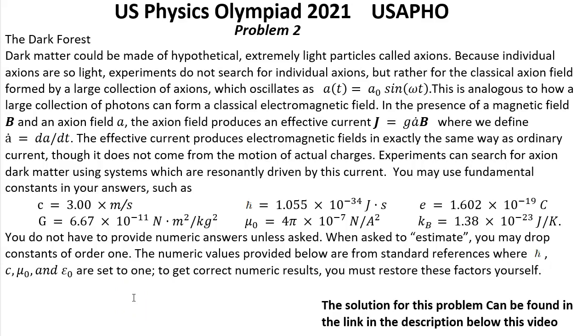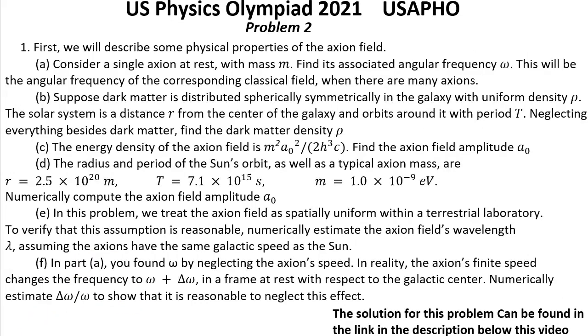The numeric values provided below are from standard references where h, c, μ0 and ε0 are set to 1. To get correct numeric results, you must restore these factors yourself. Part 1. First, we will describe some physical properties of the axion field.